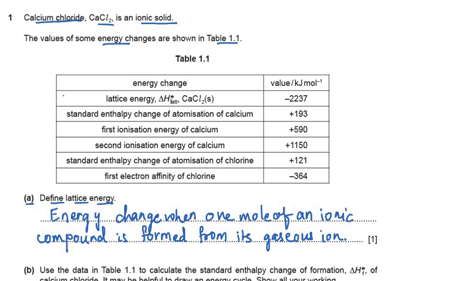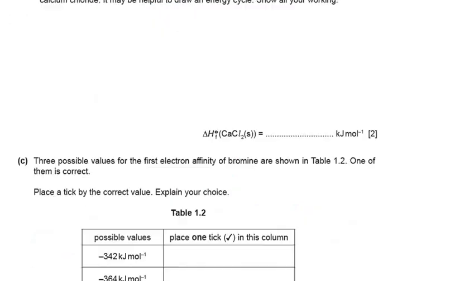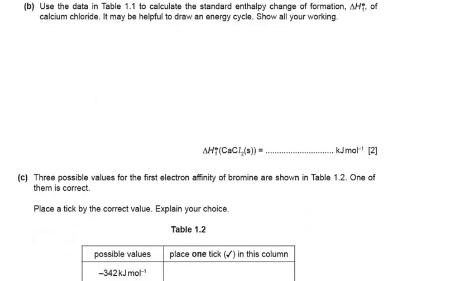Before that, let's see what we are given. We are given the lattice energy of calcium chloride, the standard enthalpy change of atomization of calcium, the first ionization energy of calcium and the second ionization energy. We are given the atomization of chlorine and then the first electron affinity of chlorine. This is the information given to us. Now let's go ahead with the next part of the question.